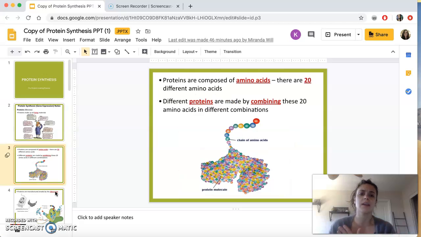So proteins are made of amino acids, and there are 20 of them. I'll show you those 20 amino acids a little bit later. But different proteins are made by combining those 20 amino acids in different combinations. So let's say that I have 20 different ingredients, and I can take any of those 20 ingredients and make different things just by combining them together. Okay?